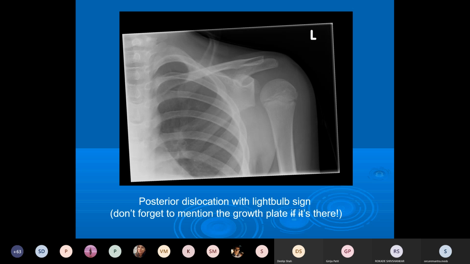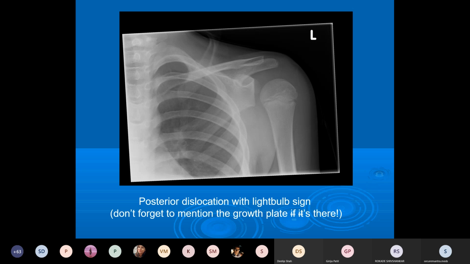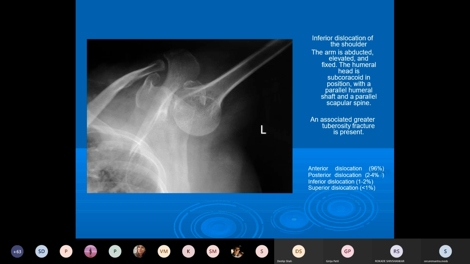Okay. So in this shoulder X-ray, you can see the light bulb-like sign. It is seen in posterior dislocation of the right shoulder joint. This is also a case of dislocation, that is the inferior dislocation of the shoulder joint. So in posterior dislocation, you will get the light bulb sign.